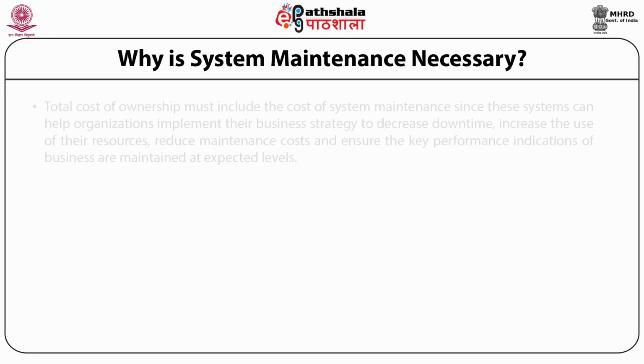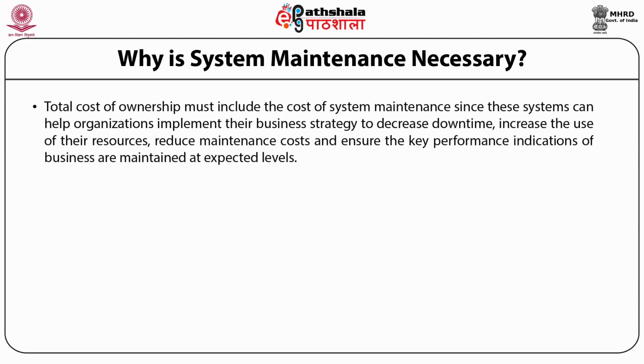It also includes the total cost of ownership, which includes the cost of system maintenance, since these systems can help organizations implement business strategy to decrease downtime, increase the use of their resources, reduce the maintenance cost, and ensure key performance indicators of the business are at expected levels.